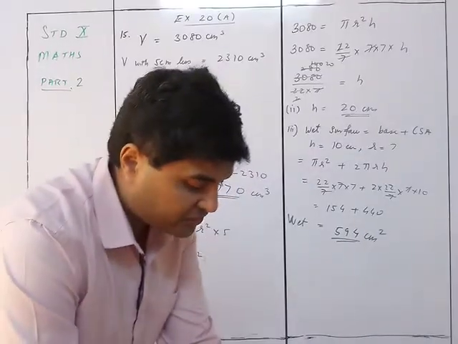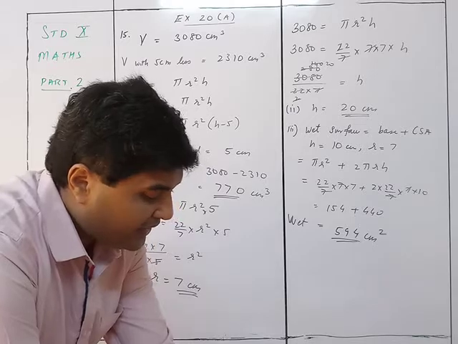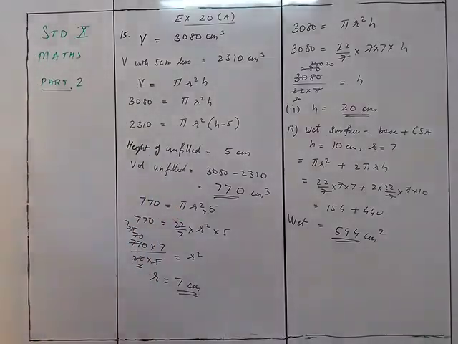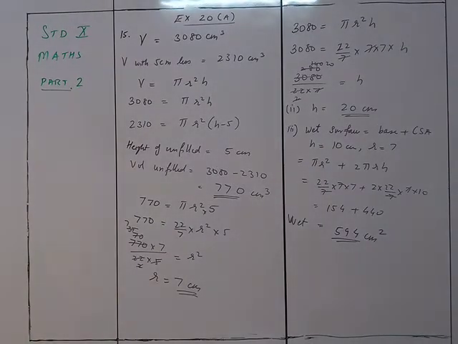So let's check the answer for sum number 15. Radius is 7, the height is 20, and 594 centimeter square is the wet area. We now move on to sum number 17.